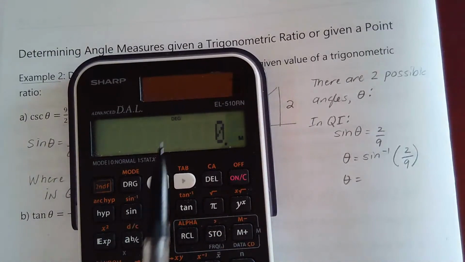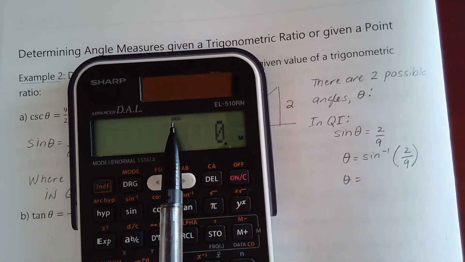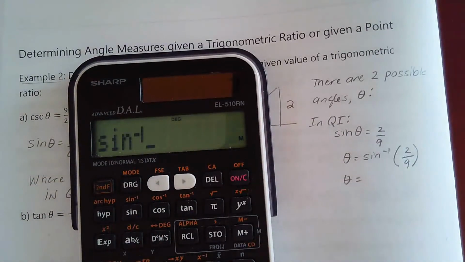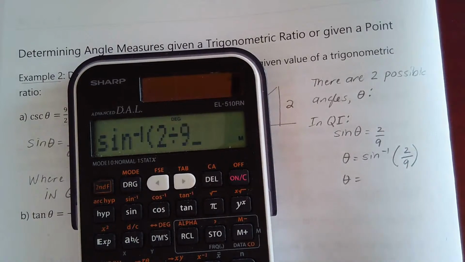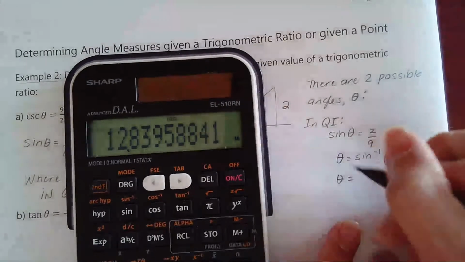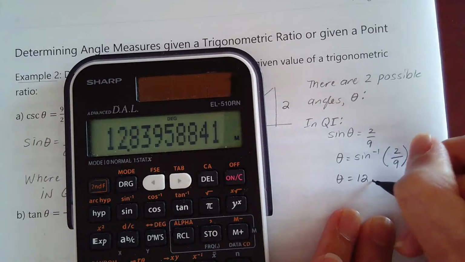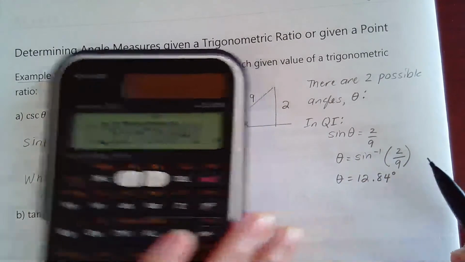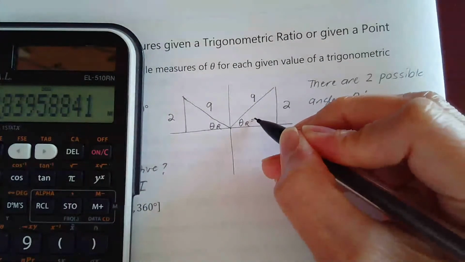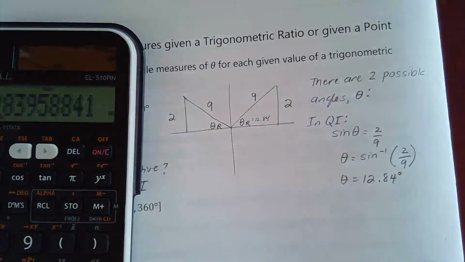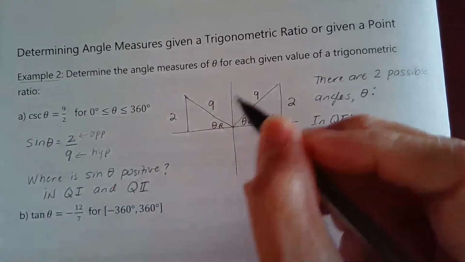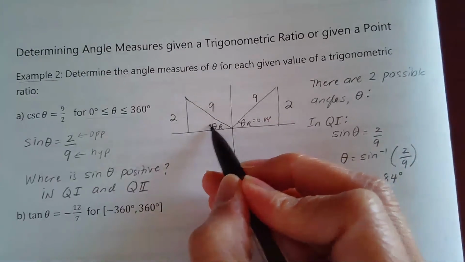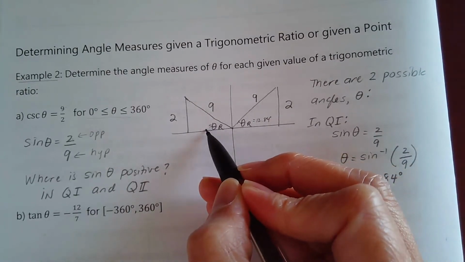Okay, so let's take a look. Mine says degree. It might show on your calculator as the little D on the top. So sine inverse of 2 divided by 9. Okay, so I got an angle of about 12.84 degrees. They're saying that this part here is 12.84 degrees. The angle in quadrant 1 is 12.84, and this other reference angle is also 12.84.